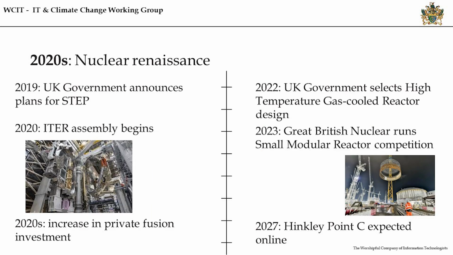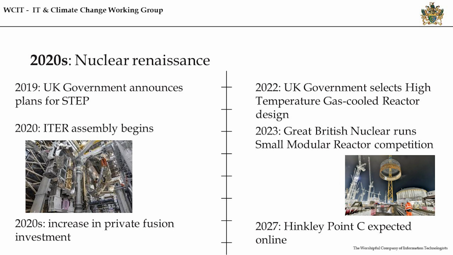Okay, and finally, where are we now? So we're in a period of what is called the nuclear renaissance. So a lot of interest from government, rightly so, for a variety of reasons. The government's committed to build 24 gigawatts of new nuclear by 2050. That equates to 25% of the UK's electricity demand.